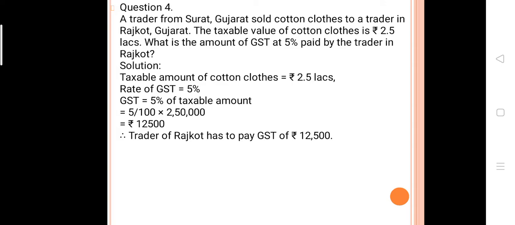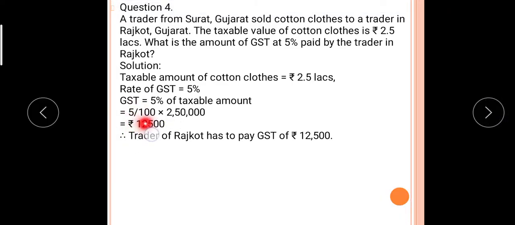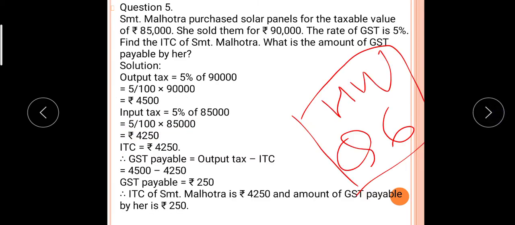So it is 5% GST, on which value? It is on 2.5 lakh. And it is calculated how? 5 divided by 100 into 2.5 lakh, means 2,50,000, and that GST calculated is 12,500. Okay, so I have explained this to you.